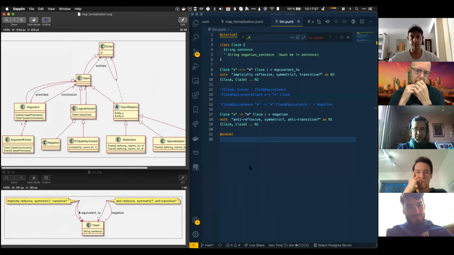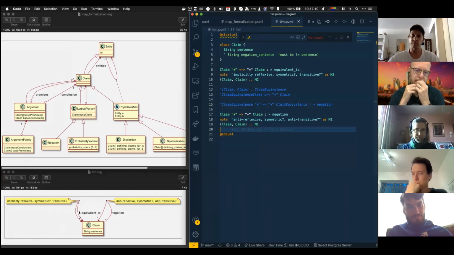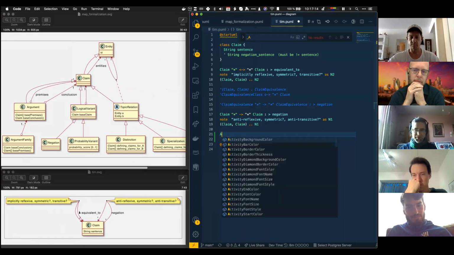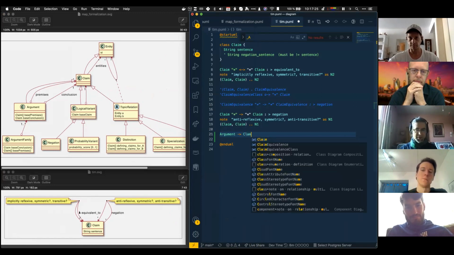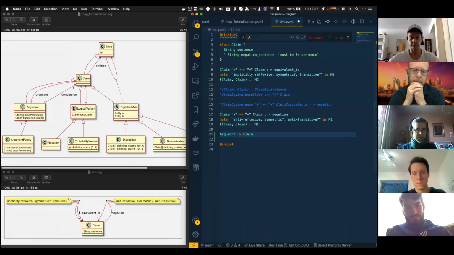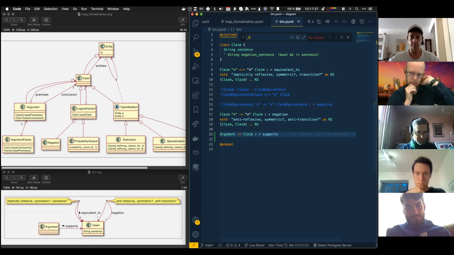So the minimal would be something like, do we agree argument is a class, is a thing at this point? Can I just introduce argument in here? It works. We can change it later. Okay, so argument, claim. We can have supports here as the name of the relation. I would say conclusion myself, because that's what I have here.